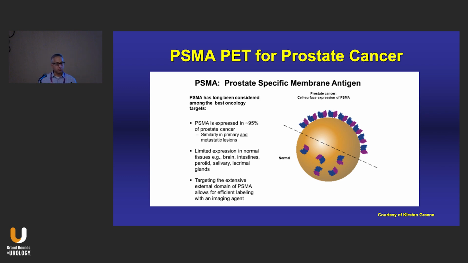But it's important to recognize there are areas that express PSMA outside of prostate. So you've got a number of different glands: parotid gland, salivary gland, lacrimal glands. You have the sympathetic trunk that can express it as well as the brain and the intestines. And the great thing about PSMA is it has a very large extracellular domain, so it's an easy target for binding.